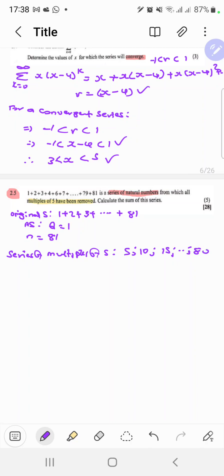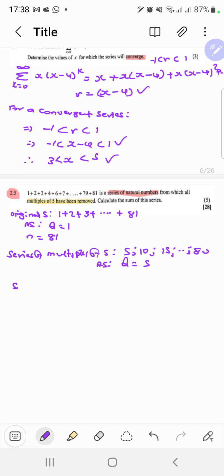Okay, so that one is going to be 8. So what do we see here? Again, we can see that this is an AS with a common difference of 5, because 10 minus 5 is 5, 15 minus 10 is 5, and so forth. Okay, so this is what is going to happen. And then now it says calculate the sum of the series.